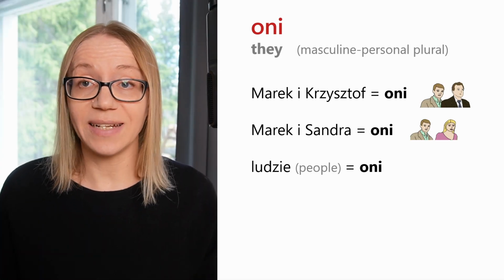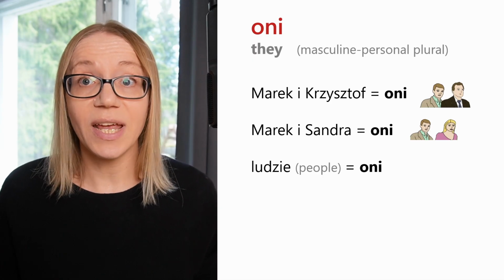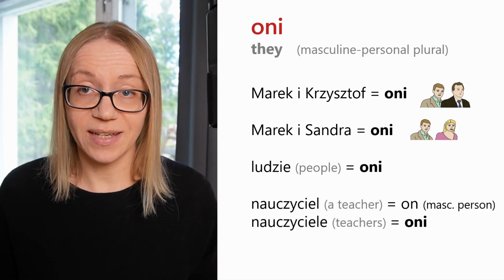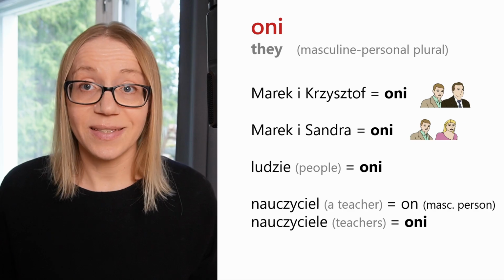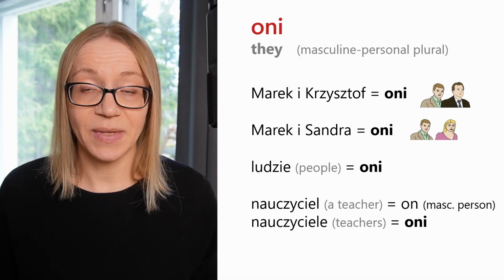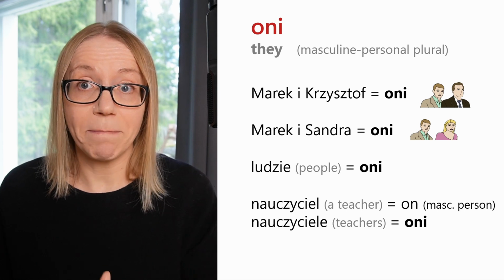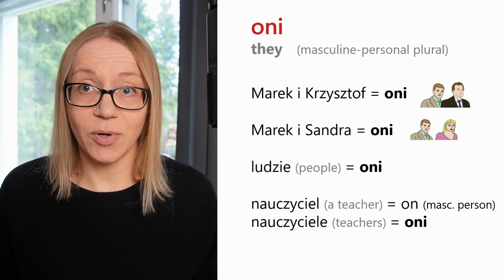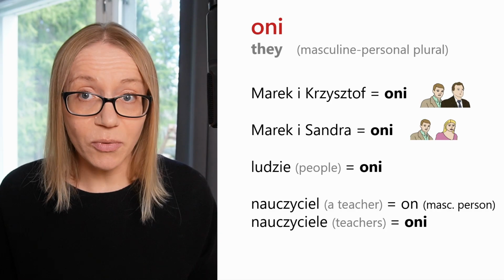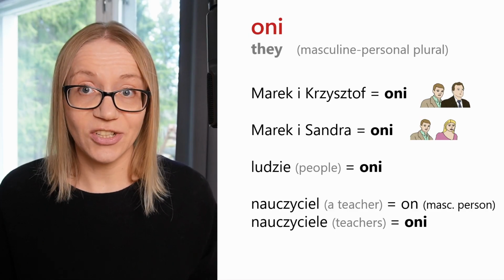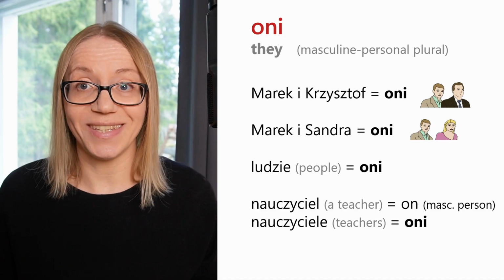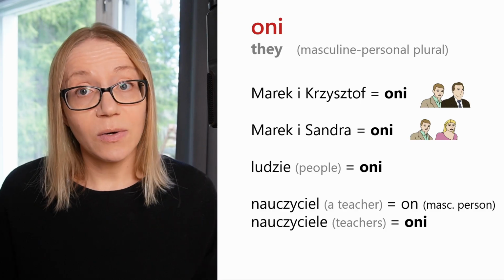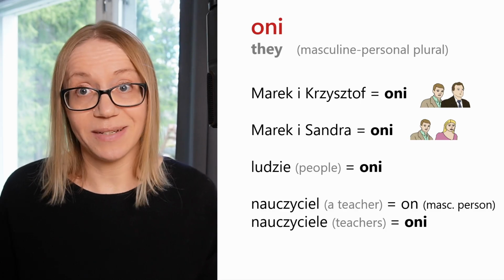Also, a good way of identifying if we can use oni here is to see what the singular form is. For example, nauczyciel. It means a teacher. This is a masculine personal noun. It refers either to a male teacher or it can be a generic name of the profession. In the singular, the pronoun would be on. In the plural, nauczyciele, teachers, the pronoun would be oni, because here we are referring to a group of male teachers or teachers where we have men and women.